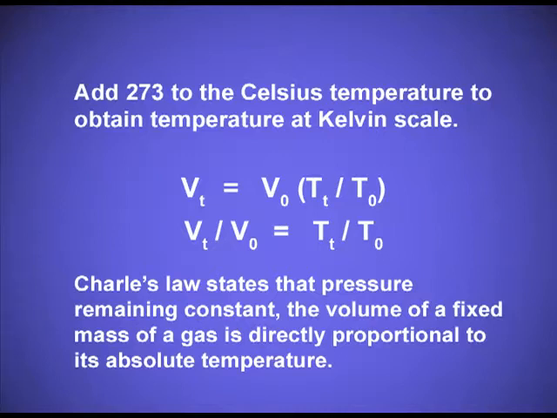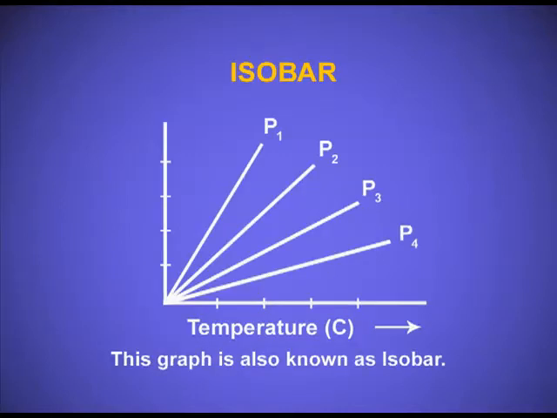Charles' law states that, pressure remaining constant, the volume of a fixed mass of a gas is directly proportional to its absolute temperature. This is the graph between temperature and volume keeping pressure constant. You can see the straight lines. That shows when the temperature is increasing, volume is also increasing. Isobar. This graph is also known as isobar because we are keeping the pressure constant.